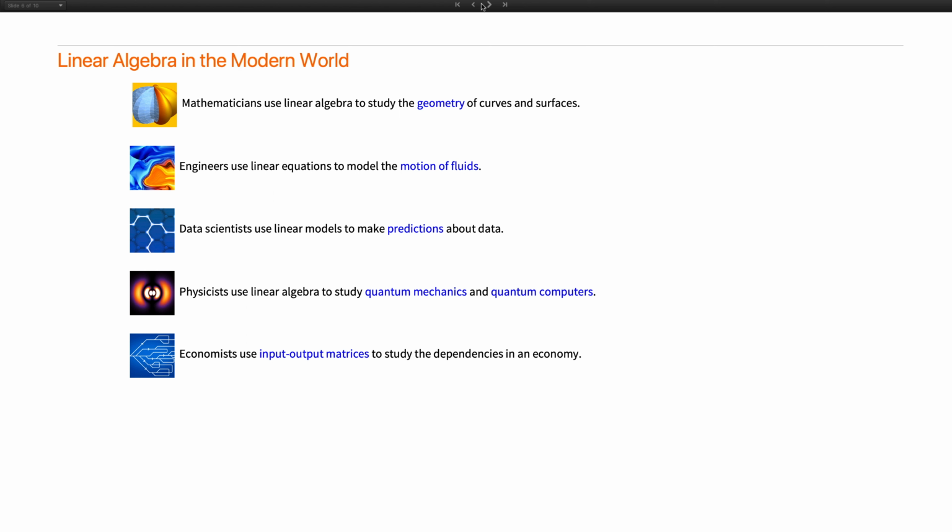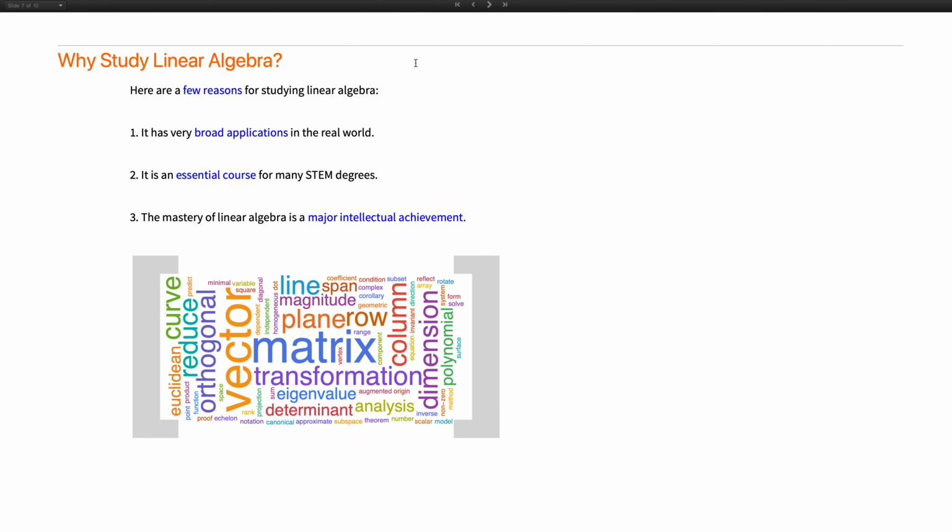Now, of course, you might ask the question, why should I study linear algebra? Well, I'll give you a few reasons for studying linear algebra. So first of all, it has very broad applications in the real world. We just saw that. If you apply for certain kinds of STEM degrees, it's an essential course which you'll need to cover at some point. And in fact, in some cases, they may even ask you, how good is your linear algebra for advanced degrees?